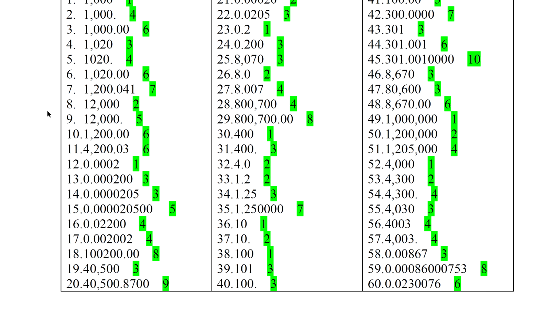Question 17, you have 4 significant figures. It's a 2002 at the end. Question 18, all numbers are significant. Question 19, only 405 are significant. Remember, question number 19, if there was a decimal point, you would have 5 significant figures. Question 20, all the numbers are significant.